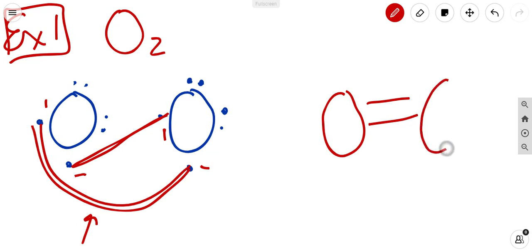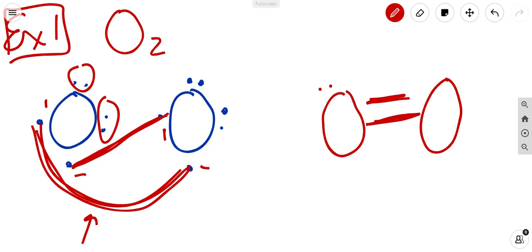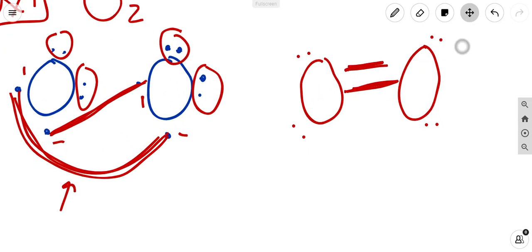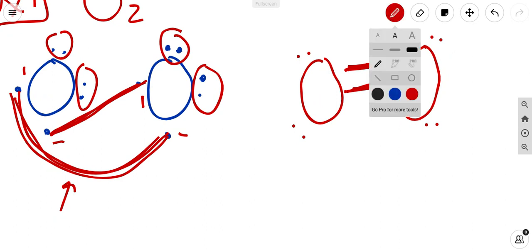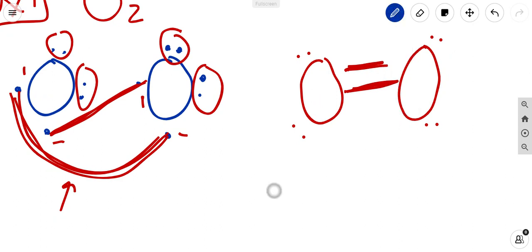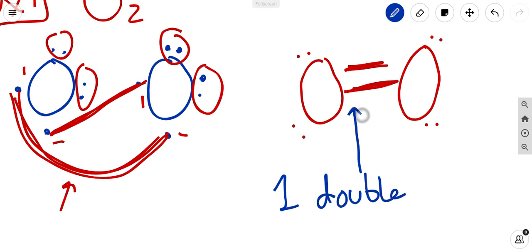All right, so I drew the 2 lines right here, here and here. Now I have a pair here and a pair here. Doesn't matter where you put them, as long as they're paired up. Okay, so let's talk about this molecule. This one is called one double bond. Okay, one double bond exists right here.